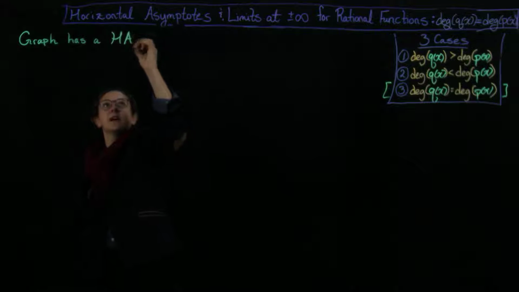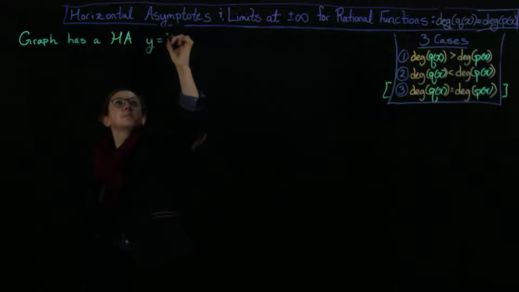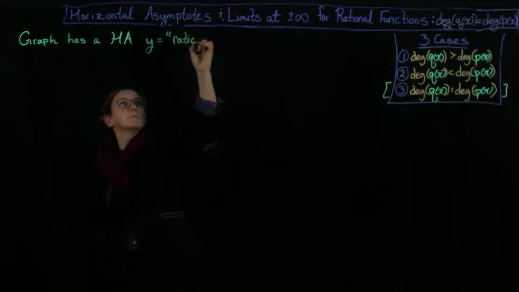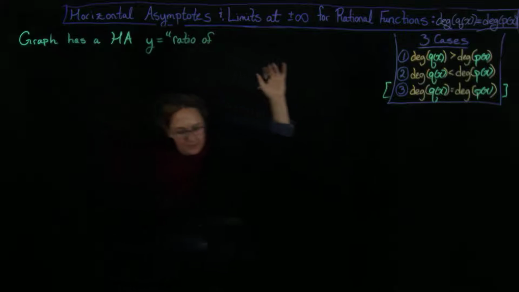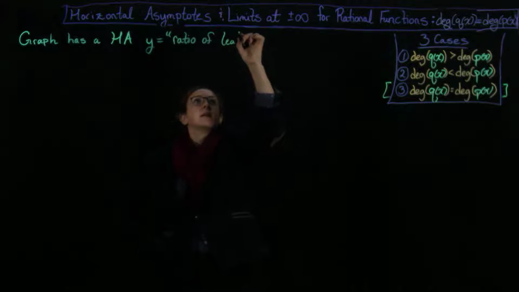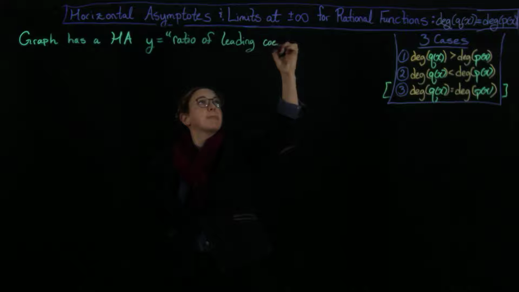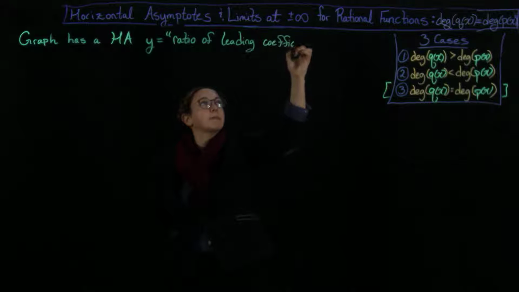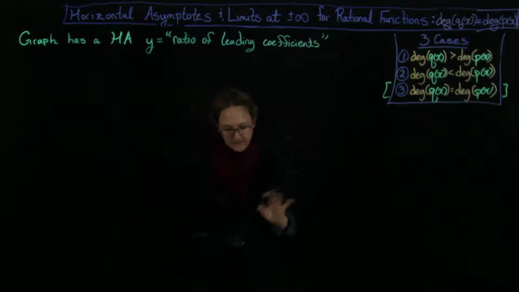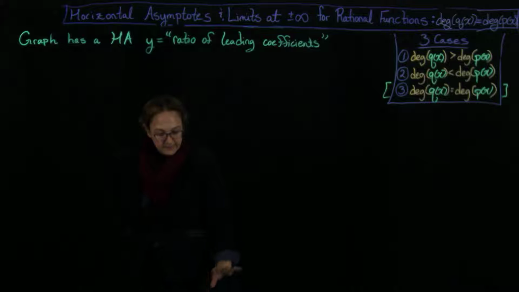And this horizontal asymptote is going to be y equals the ratio of the leading coefficients. And we're going to have to talk about what we mean by that. So what do we mean by the leading coefficients?